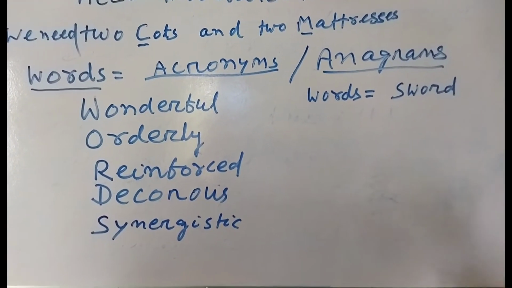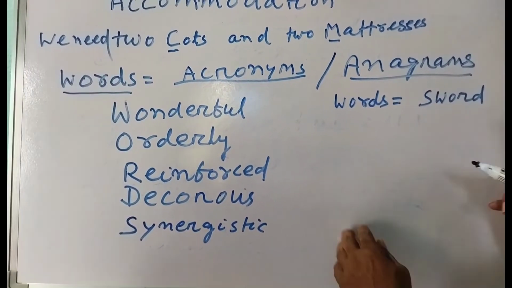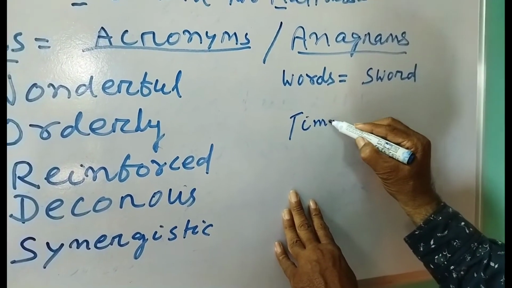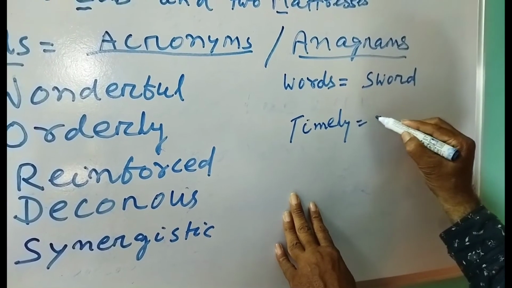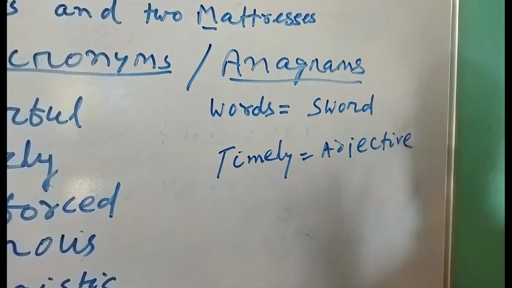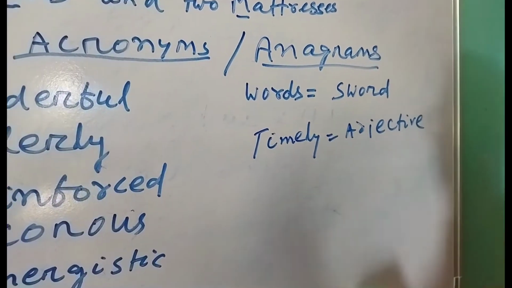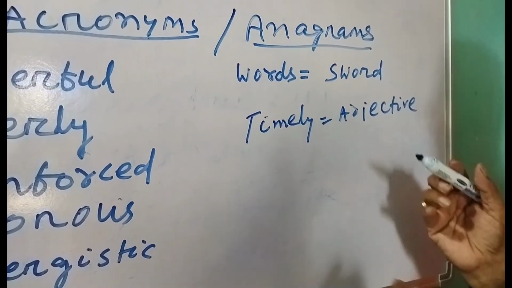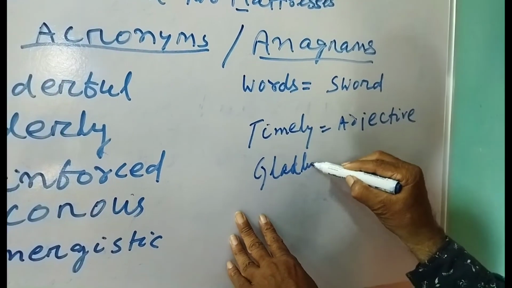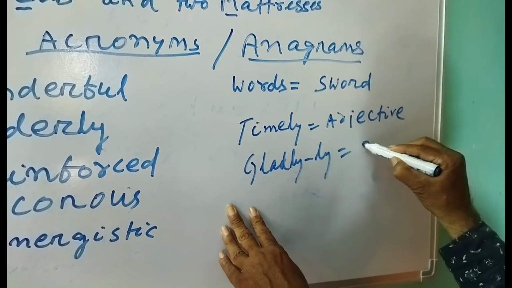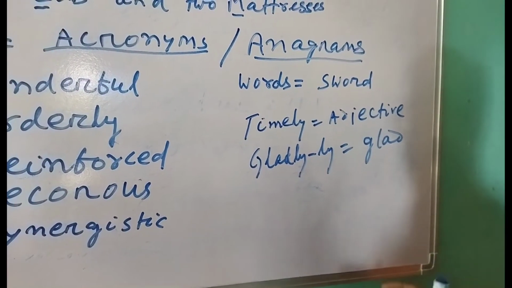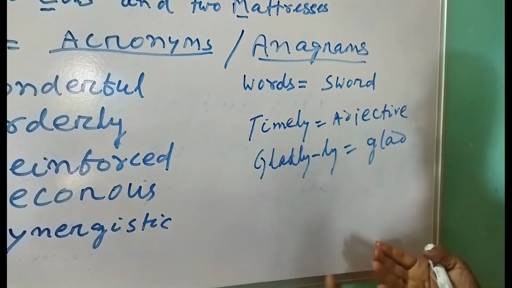Now I am telling you something. Somebody told me, sir, you have told me that timely is an adjective, but sir, you have told us that any word ending with ly is an adverb. So I told him that gladly minus ly is equal to glad. Glad is an adjective because I am very glad. So any word that comes after very is an adjective.